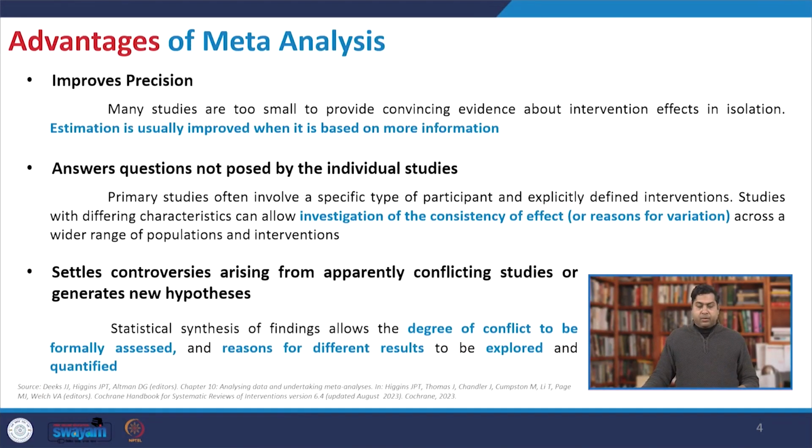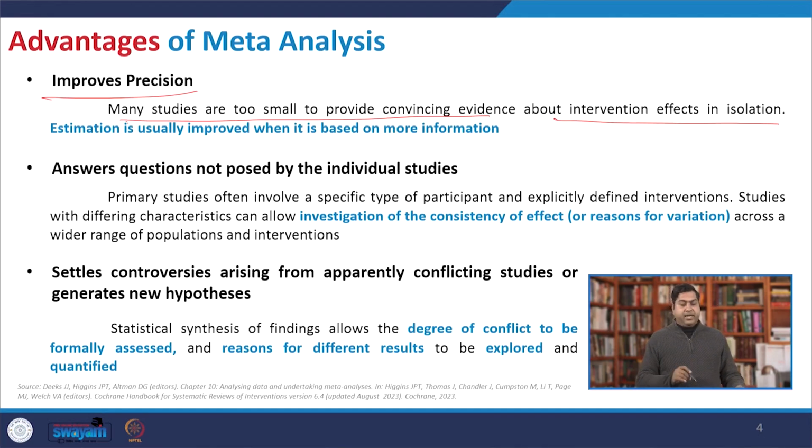Now, advantages of meta-analysis over the other two, like bibliometric and SLR. So, in this case it improves the precision. Many studies are too small to provide convincing evidence about intervention effects in isolation. So, in such cases, maybe some study just considers a very small sample size and argues that this is the correlation they found between, say, parents' income and the child's education. The same example we continue.